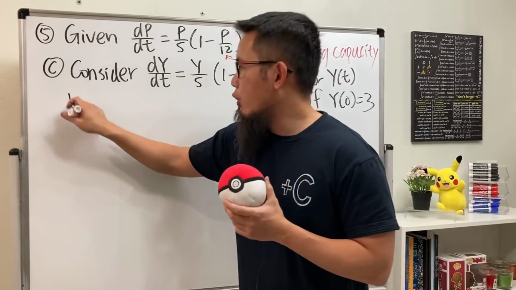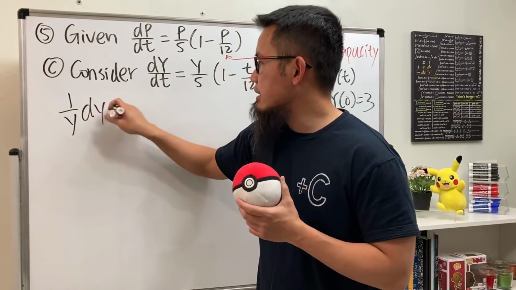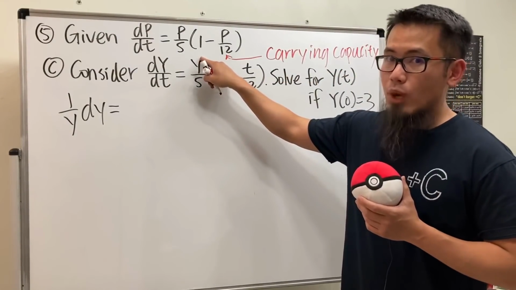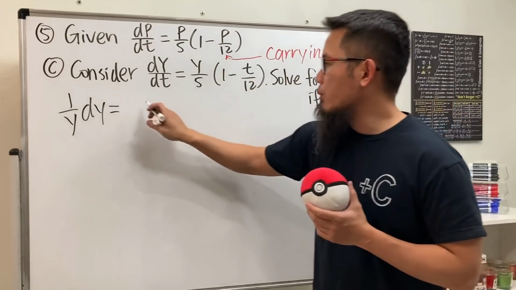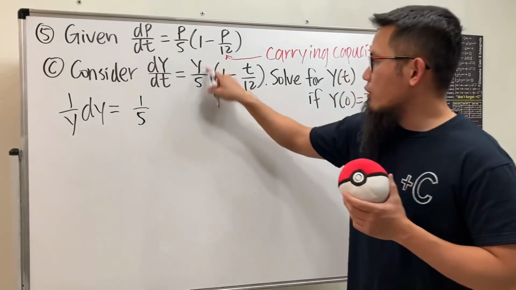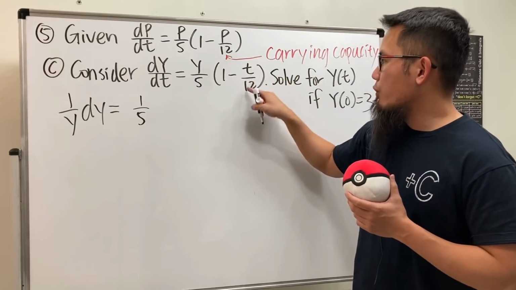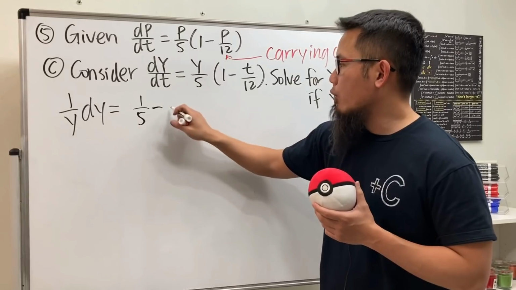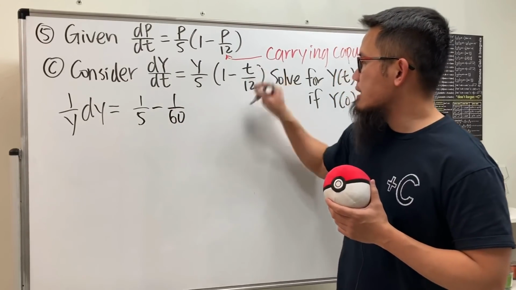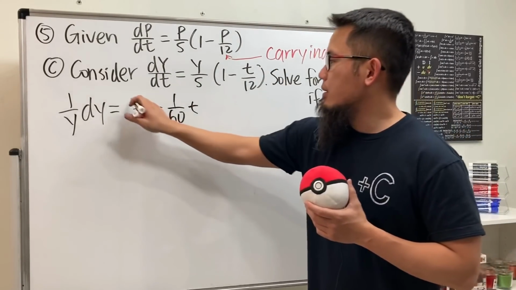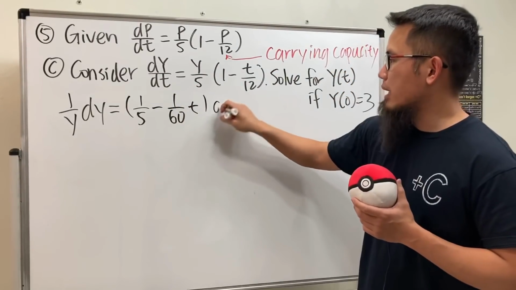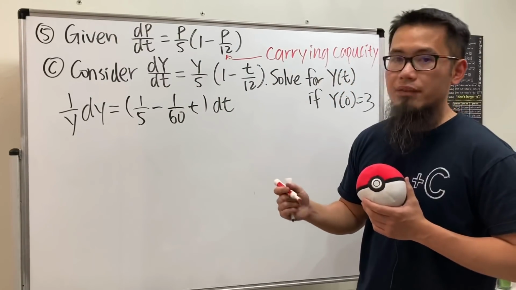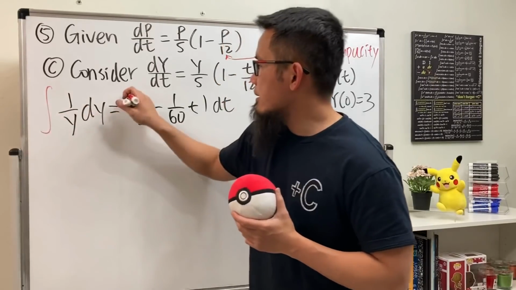So here we get 1 over y dy, that's equal to, here we have 1 over 5, multiply with 1, we get 1 over 5. 1 over 5 times negative 1 over 12, we have negative 1 over 60t. And then let's put a t right here and put parentheses because I will have to multiply the dt here. So that's what we have. Now, let's just go ahead and integrate both sides.